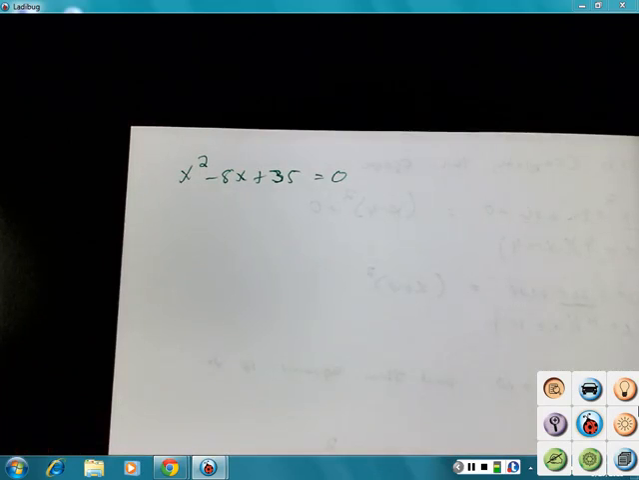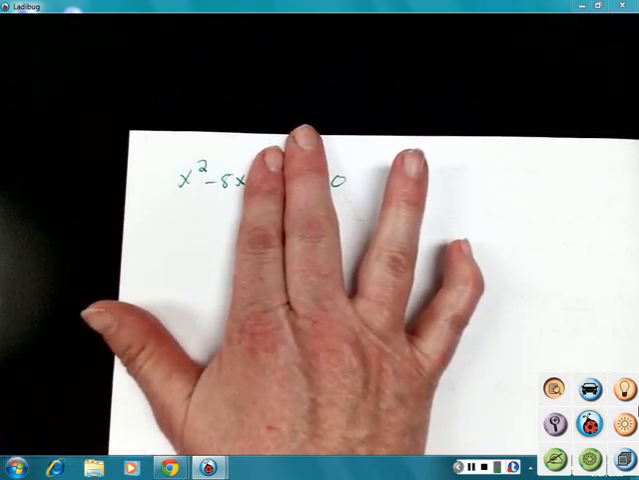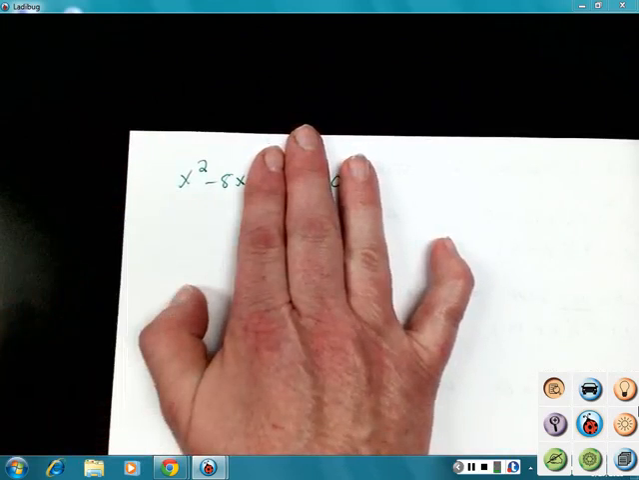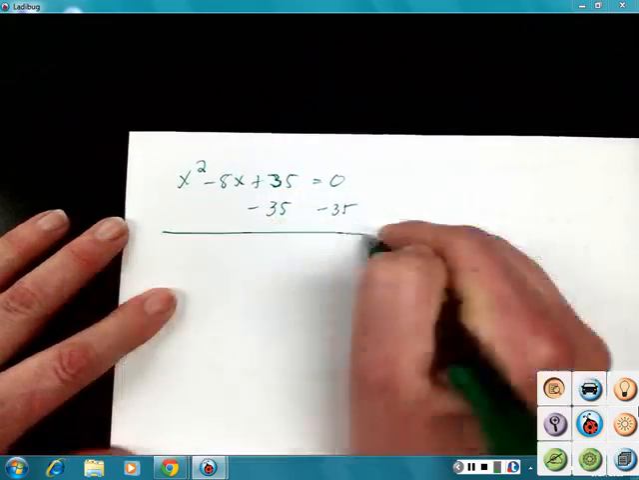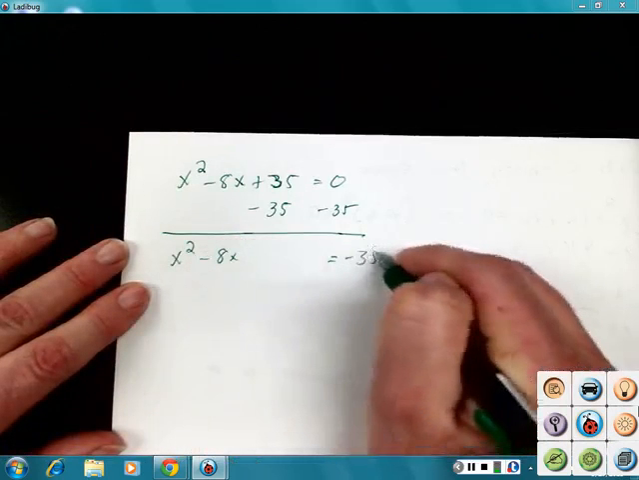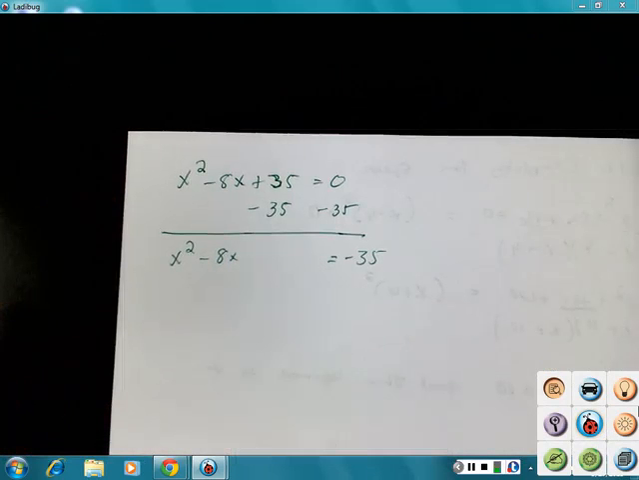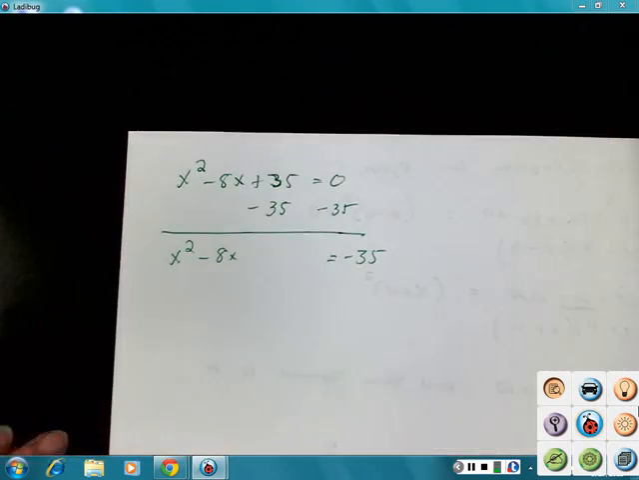Now, what we're going to do when we complete the square is, if you remember, we only looked at that part last time. We looked at this piece and asked, what happens to this piece to make it become a perfect square? So I'm going to move the 35 to the other side. That leaves me with x squared minus 8x equals negative 35. And notice I left a gap in here. You need to leave that space because now we're going to force this side to become a perfect square.